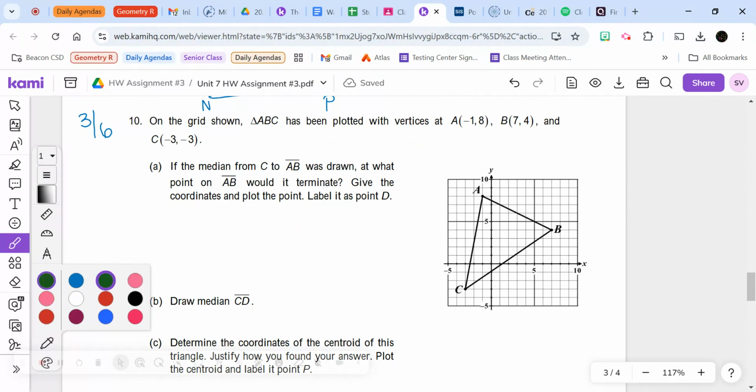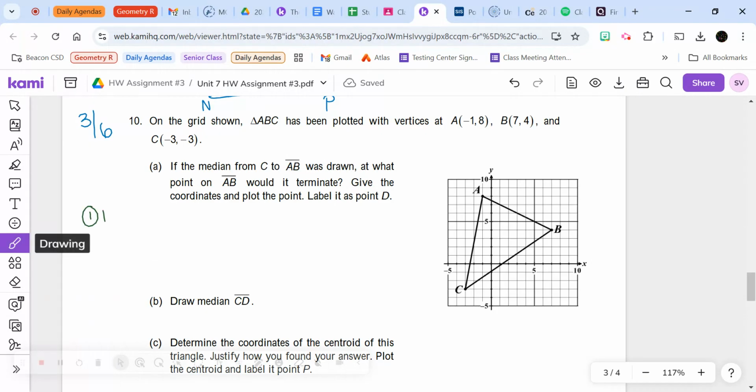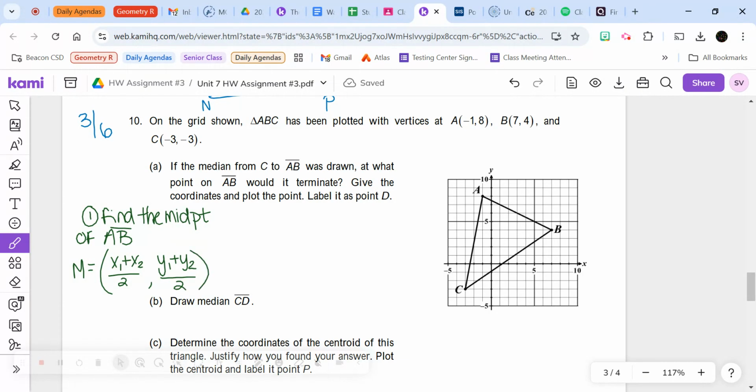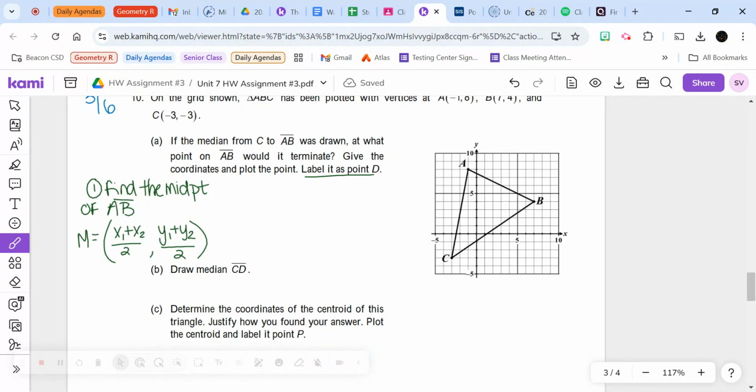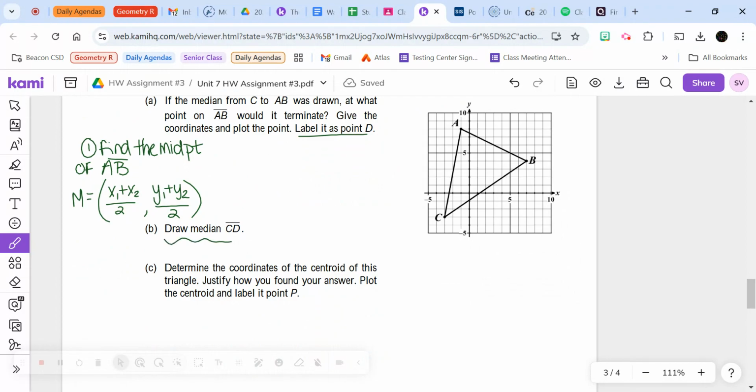So I'm going to say for this question, find the midpoint of AB, right? We have the coordinates and you have the coordinate plane. If you want to use the formula, that is where you add the X values together and divide by 2 and then add the Y values together and then divide by 2. Okay, that'll get you point D. And then they want you to draw in the median. So you'll also just connect C to point D.